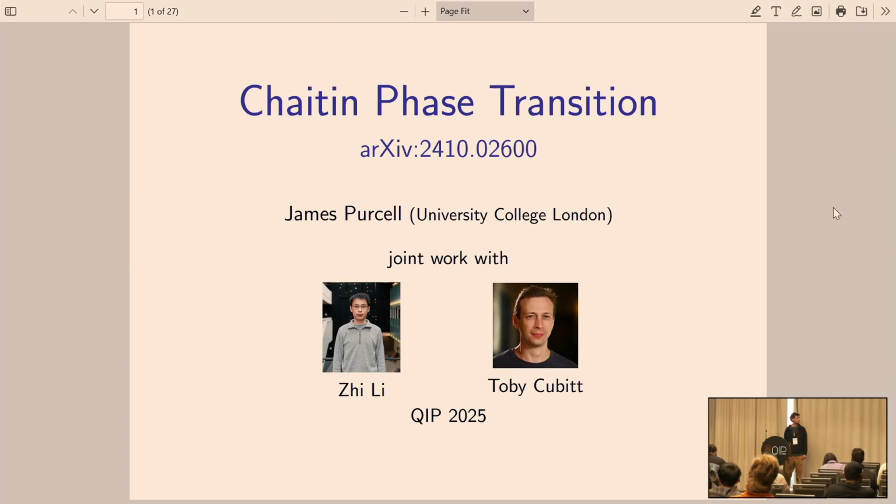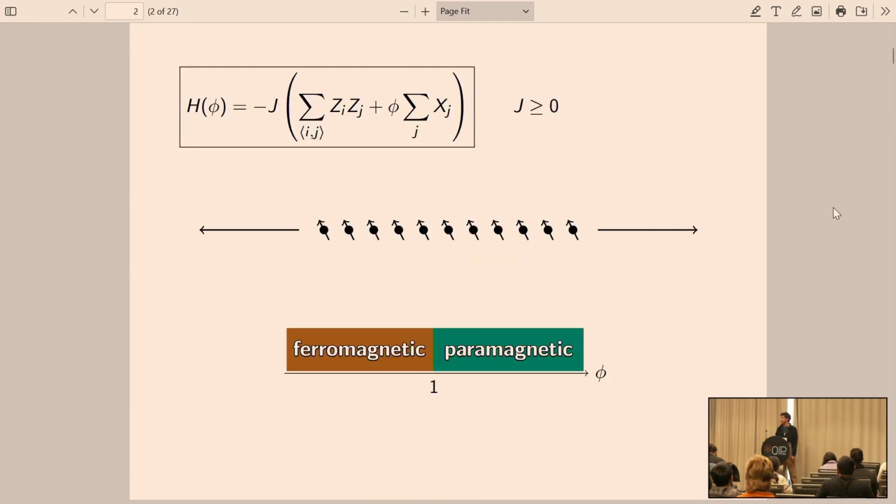phase diagram that is both very simple and also completely impossible to calculate. And this is joint work with Ji Lee and Toby Cubitt. So computing phase diagrams is a pretty central program in physics, given that they chart the macroscopic behavior of a system in response to its microscopic interactions.